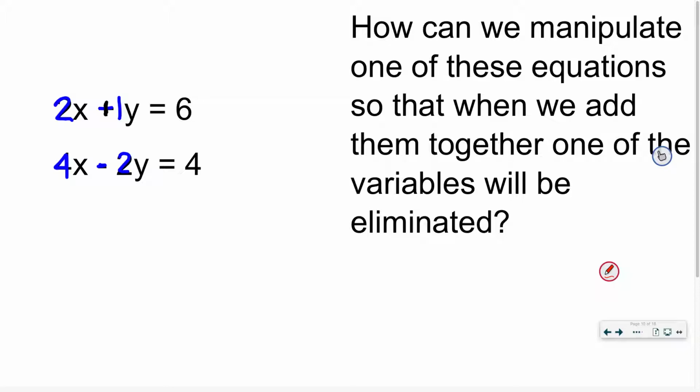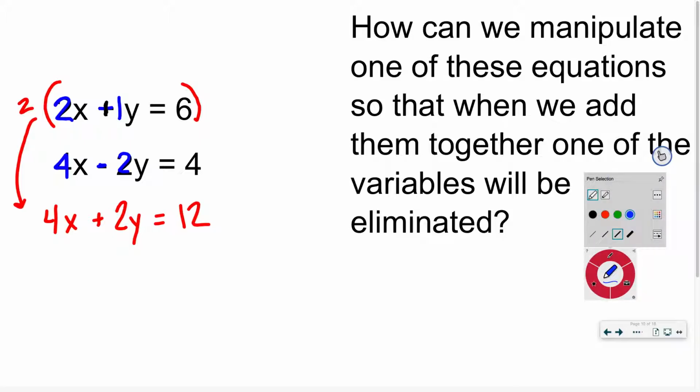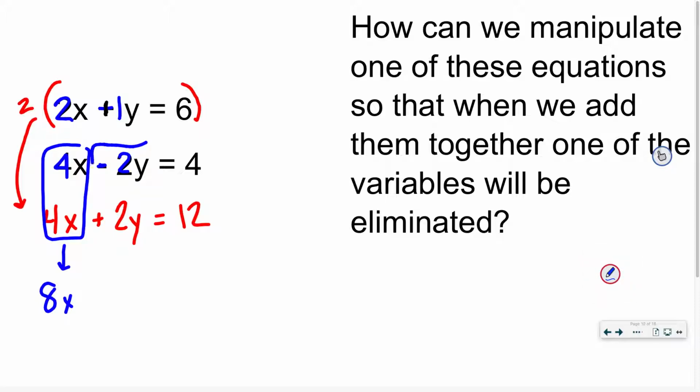If I multiply the entire top equation by 2, what does it become? 4x plus 2y equals 12. So now, can I eliminate? Yeah, I can now. When I add together, what do I get here? 4x and 4x? 8x. -2y and +2y? 0. 4 and 12? 16.